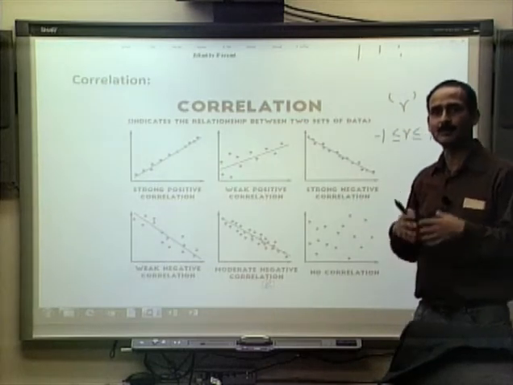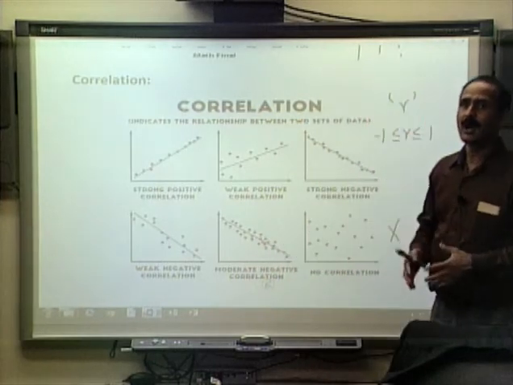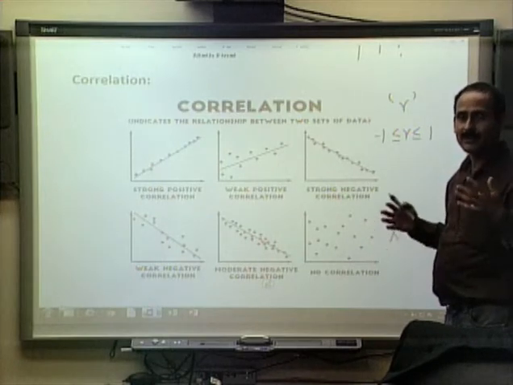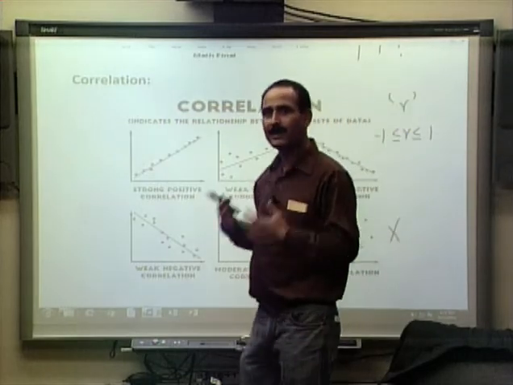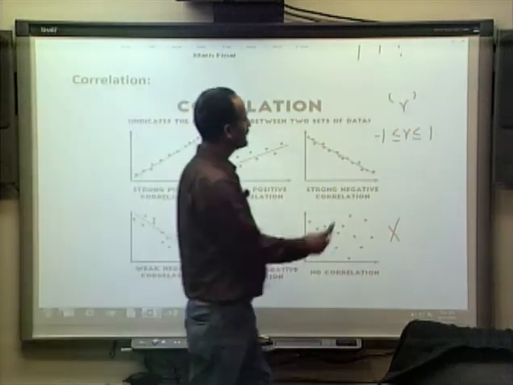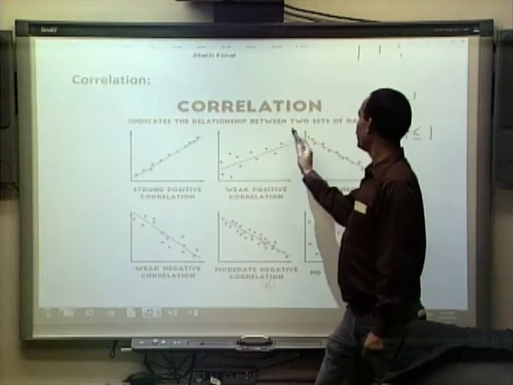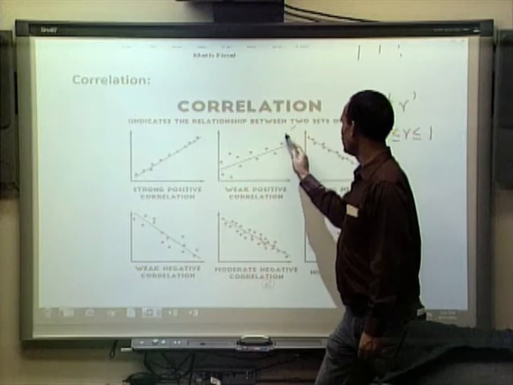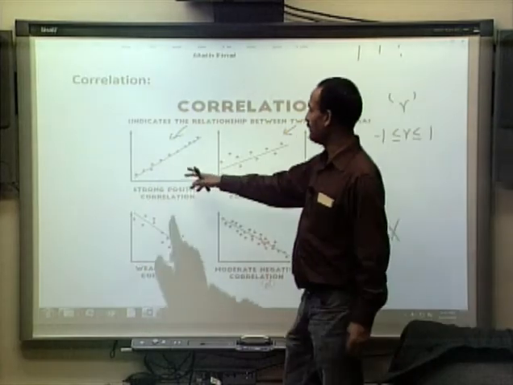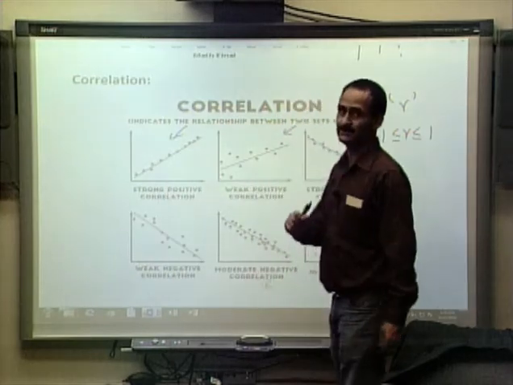It could be -0.5, it could be -0.2, it could be +0.5, +0.2, it could be 0. However, it cannot be more than 1, it cannot be 2, it cannot be 1.5, and it cannot be less than -1. That means it cannot be -1.2 or -1.5 or -100. Now, if the correlation is a positive number, that indicates a positive correlation. If we calculate the correlation for this scatter plot or this scatter plot, we will get a positive number. And because this one is stronger positive, its correlation will be bigger than this.